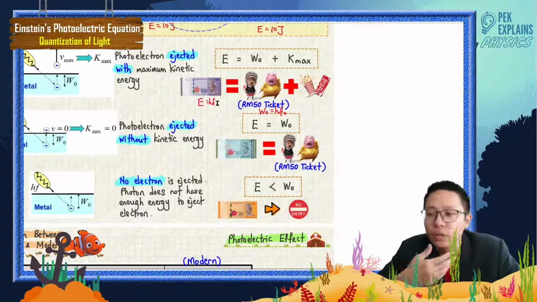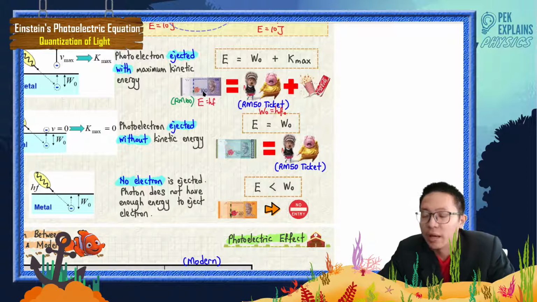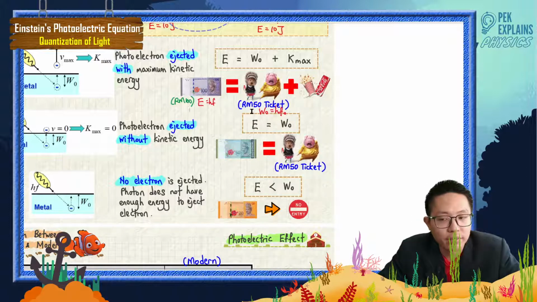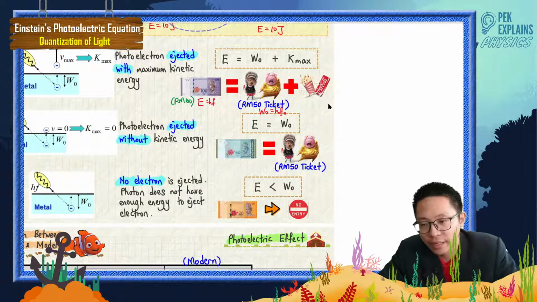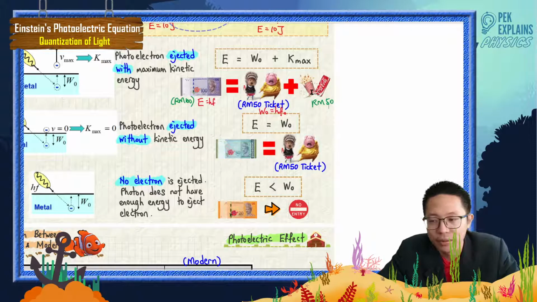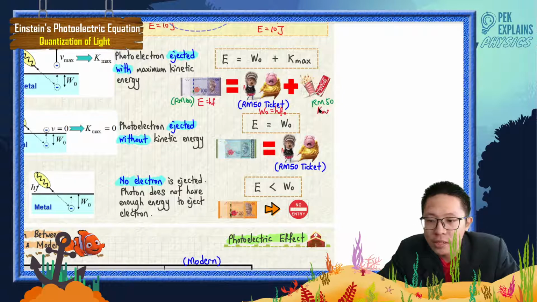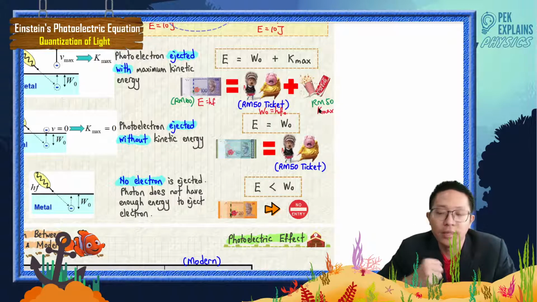Other than enjoying the show, you still have remaining. The money is RM100, the ticket is 50 ringgit. So other than paying for the ticket, you still have 50 ringgit remaining for your snack, your Coke, your popcorn. So this is what we call the K max, the maximum kinetic energy, the remaining energy of the electron.